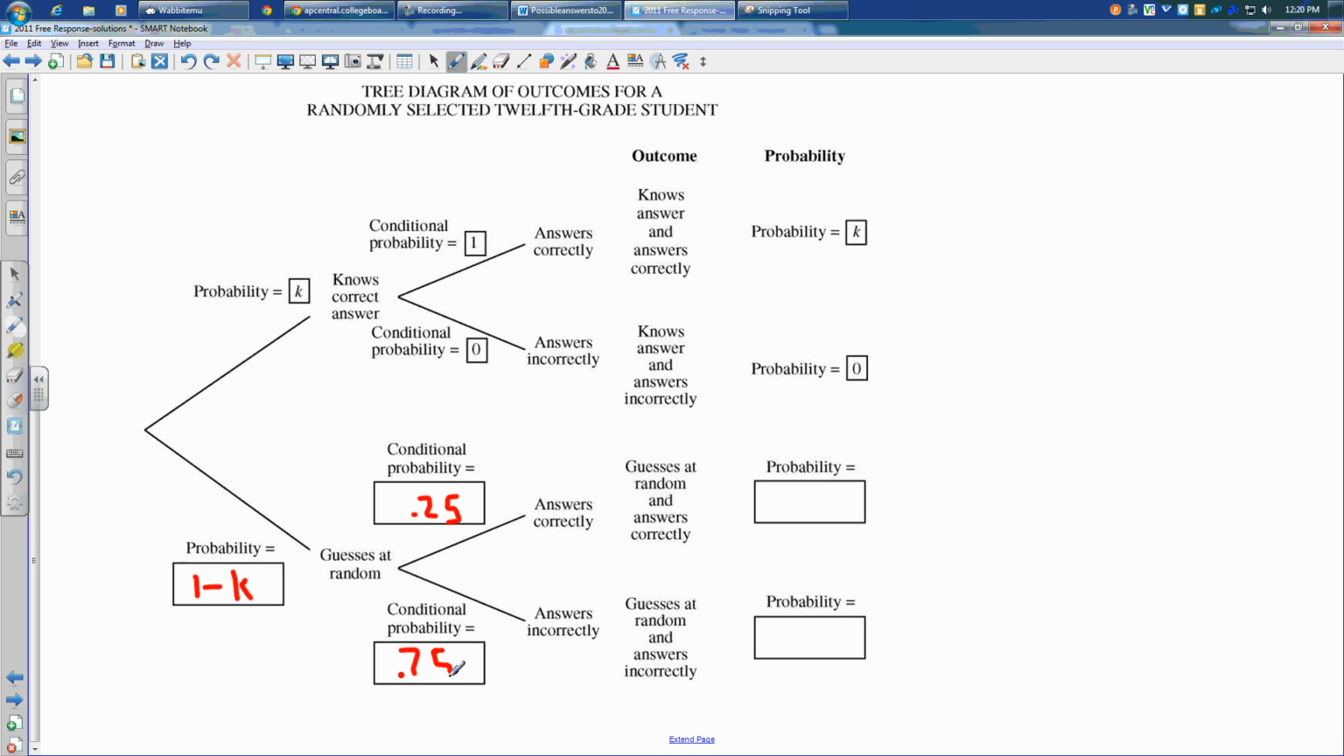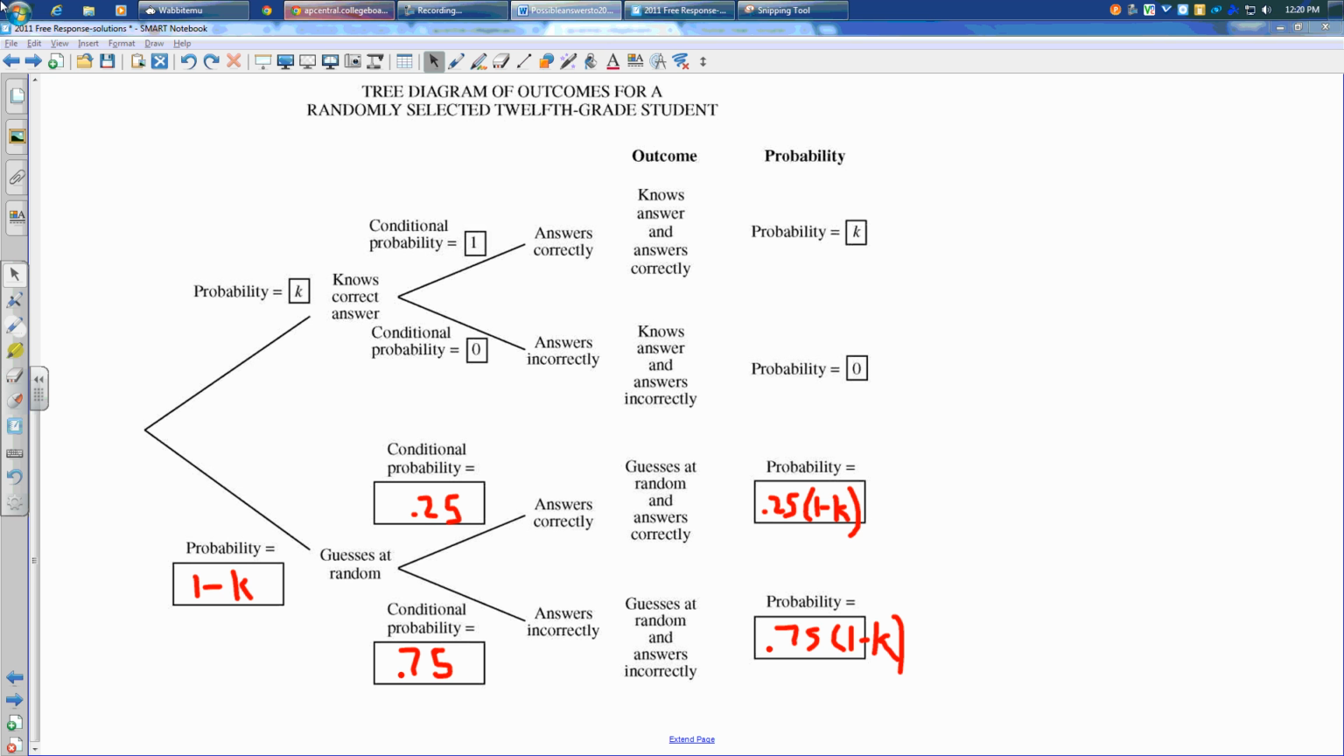On the AP test, you should guess if you don't know, and there are 5 choices, so it's not quite the same, but you get the idea. And then to finish this tree, you're going to multiply down, so this is 0.25 times 1 minus k. Not very good with this mouse. And this is going to be 0.75 times 1 minus k. And so there's part B, where I filled in the chart.